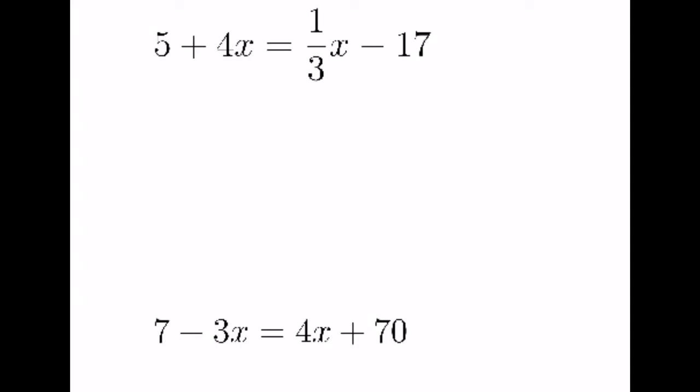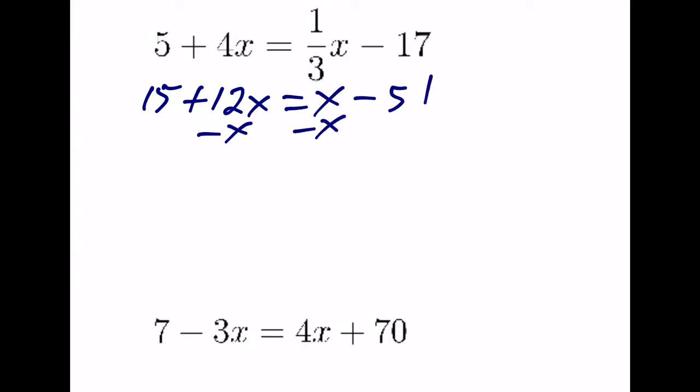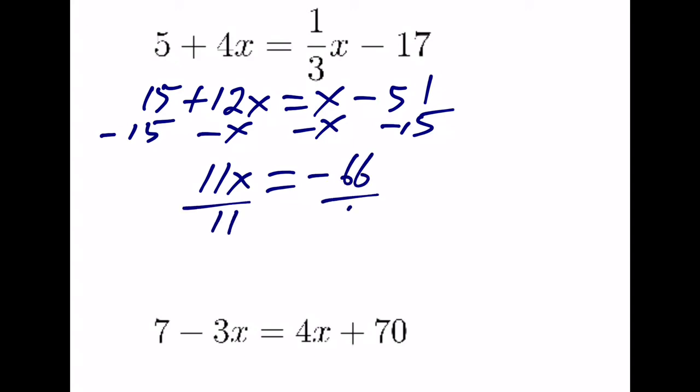The next problem, I see I have an x term on both sides and numbers on both sides. If the thirds are confusing you, we can multiply everything by 3, giving us 15 plus 12x is equal to x minus 51. I can subtract x from both sides and subtract 15 from both sides. And this gives me 11x is equal to negative 66. When I divide by 11, I get x equals negative 6.